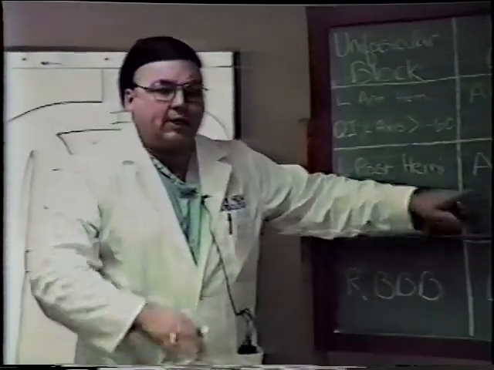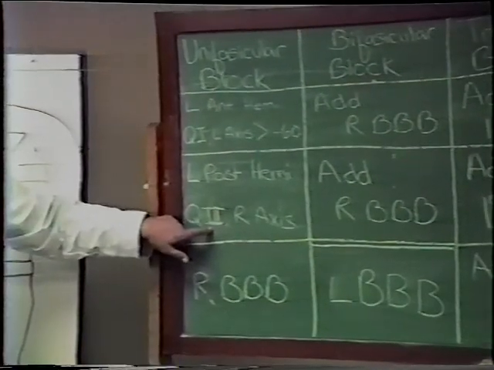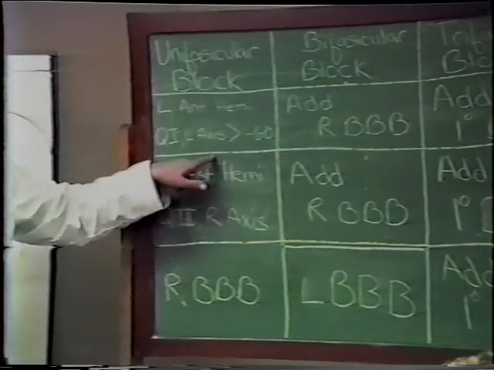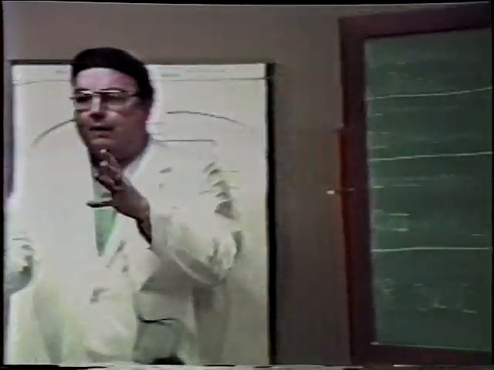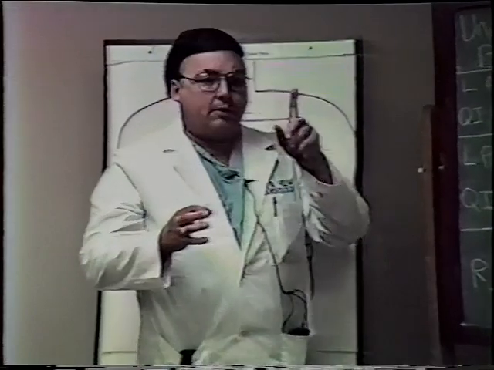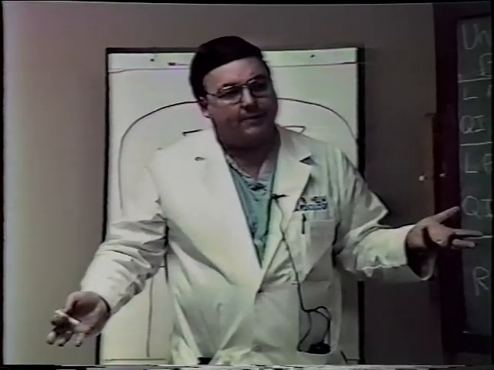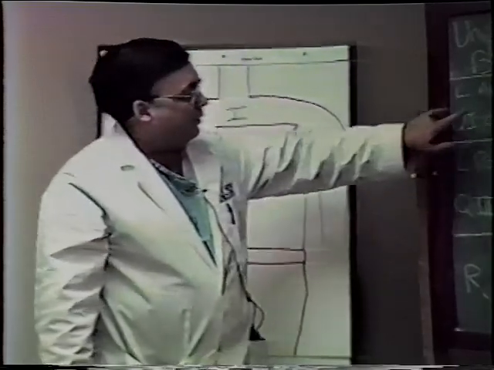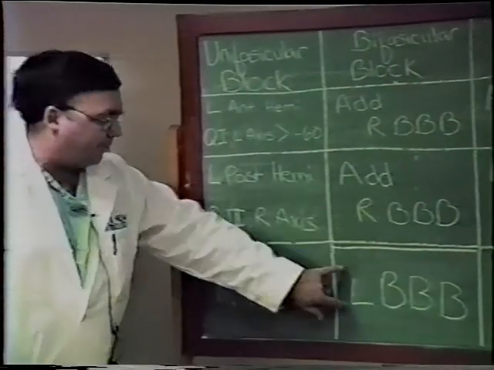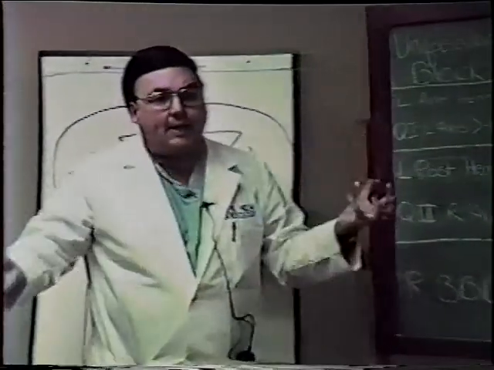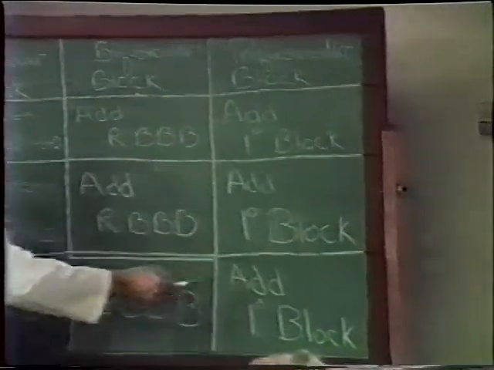But if you have a right bundle branch block and you have a right axis deviation, then it's really right bundle, left posterior. If you have a right bundle with a left axis, it's really right bundle, left anterior. So therefore, for bifascicular blocks, it's a right bundle branch block with some kind of axis deviation, either right or left, or a left bundle branch block. So therefore, left anterior hemi plus right bundle branch block, left posterior plus right, or left bundle branch block, three bifascicular. How do you make it into trifascicular? You just add first degree heart block to each one of those, and they each become trifascicular.